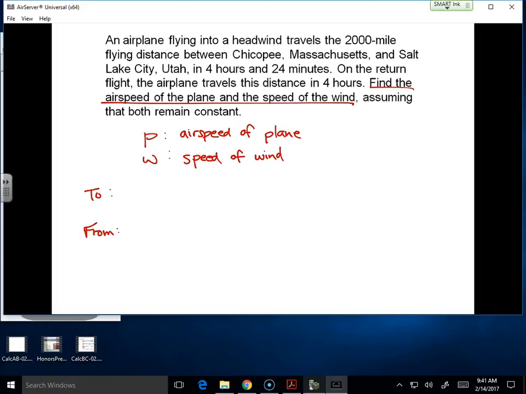Wait a minute. How do we put together distance and time and speed, which is rate? Rate, distance, time. Is that a formula? Dirt! That's how I remember it. Distance equals rate times time. It's a physics thing, but you guys should have seen it in physical science or something. Distance equals rate times time.